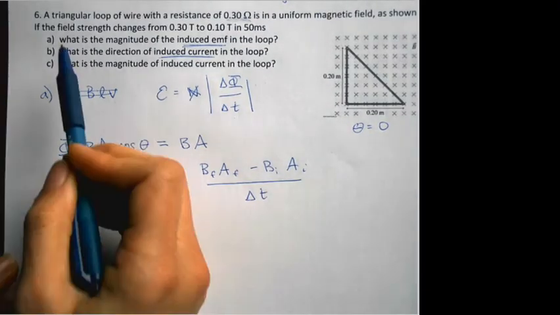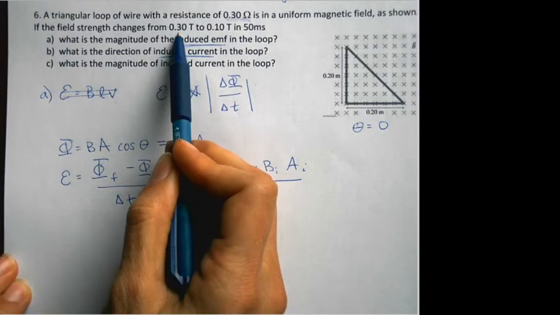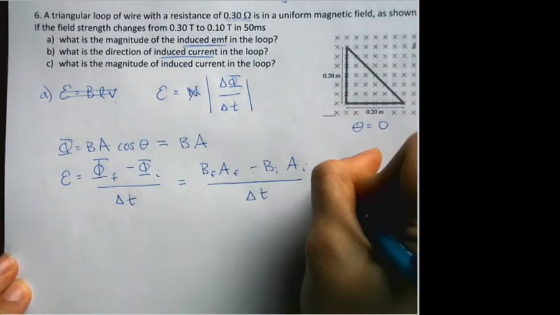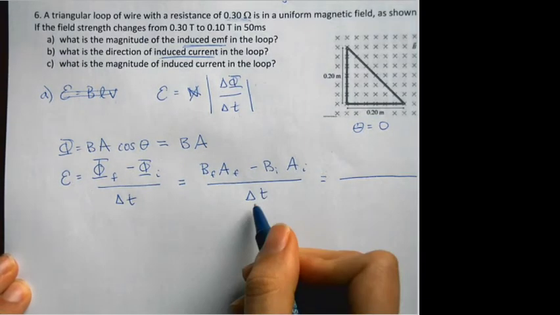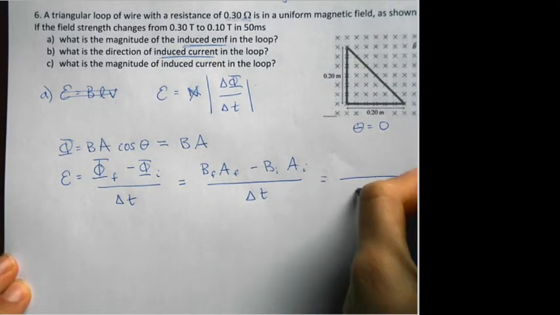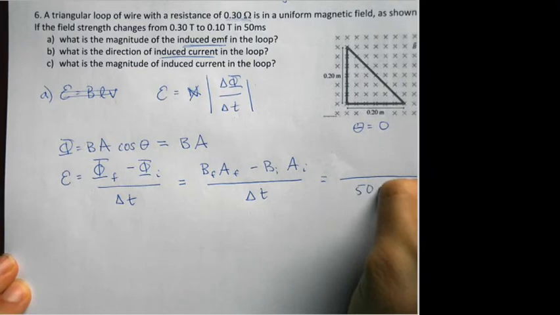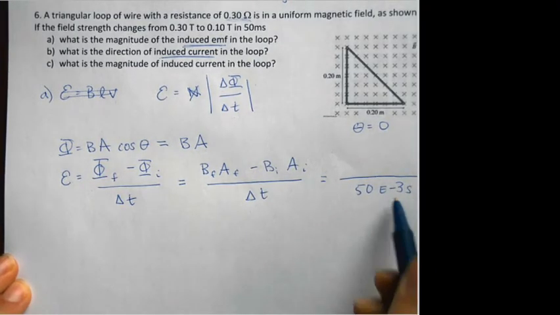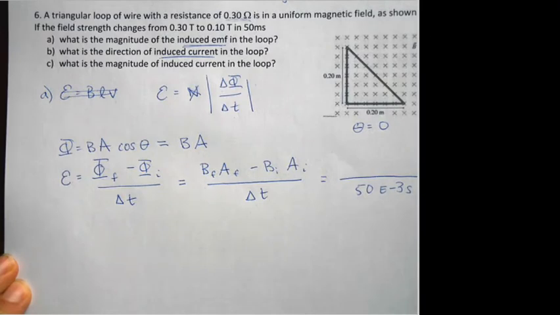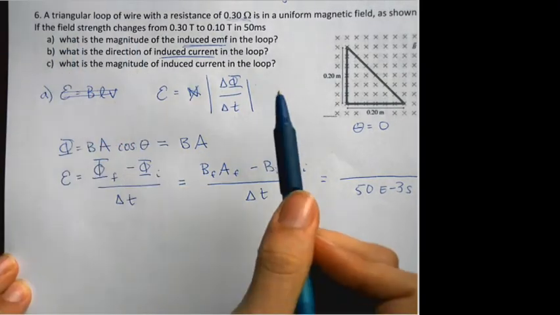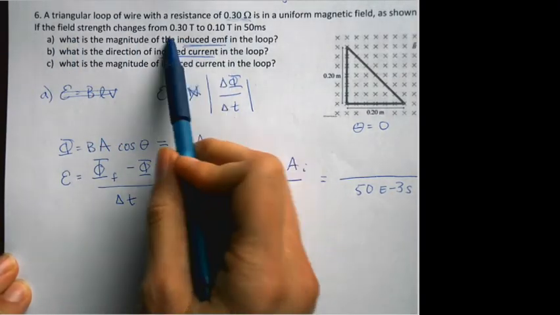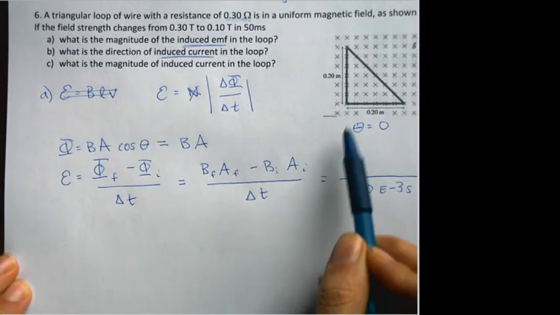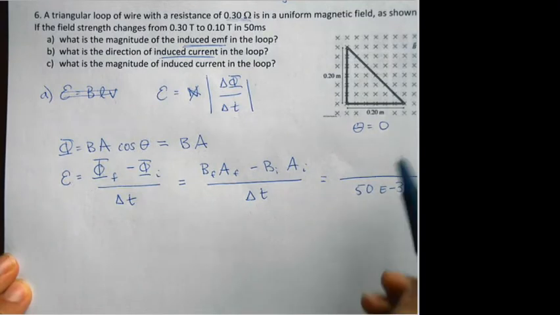Okay, so the field strength changes from 0.3 to 0.1 Tesla in 50 milliseconds. So let's plug in our 50 milliseconds for the time. So that is 50 times 10 to the negative third seconds. Milli is negative third. The field changes. So I got two field strengths, an initial and a final field strength. I also need an A. That's the area of the loop. We should probably calculate that.